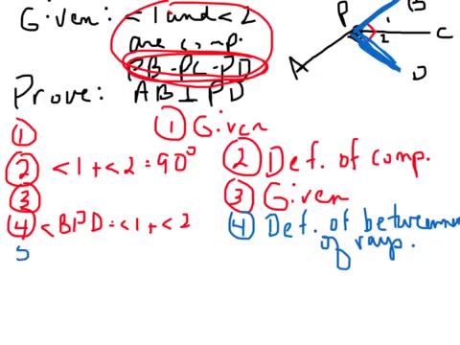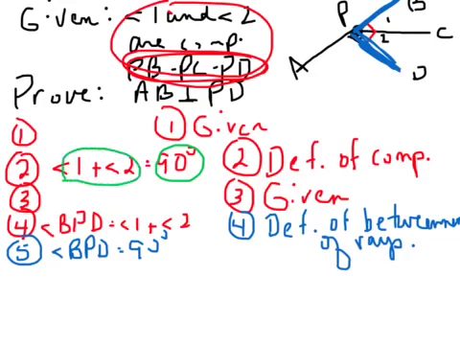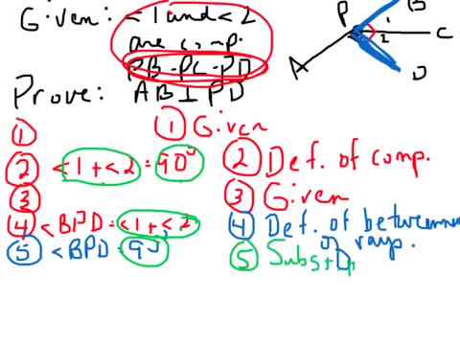Now let's go back to statement 5. Statement 5 says angle BPD is equal to 90 degrees. Well, why is that true? Let me write it down since I've got a little room here. That's true because angle 1 plus angle 2 is 90 degrees, as we said in statement 2, and in statement 4, angle BPD is equal to angle 1 plus angle 2. So since angle 1 plus angle 2 is 90 degrees, and BPD is equal to angle 1 plus angle 2, by substitution I can put that BPD is 90 degrees, since it's equal to angle 1 plus angle 2, and that's equal to 90 degrees.